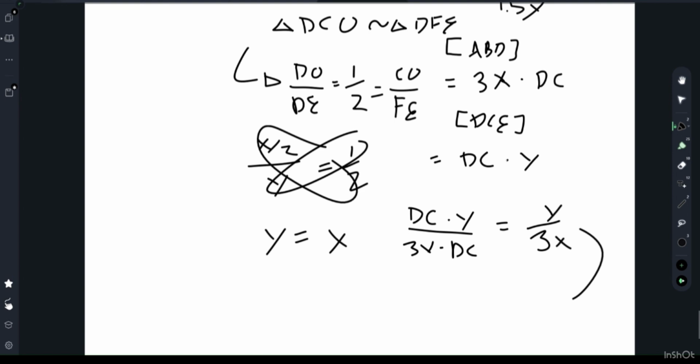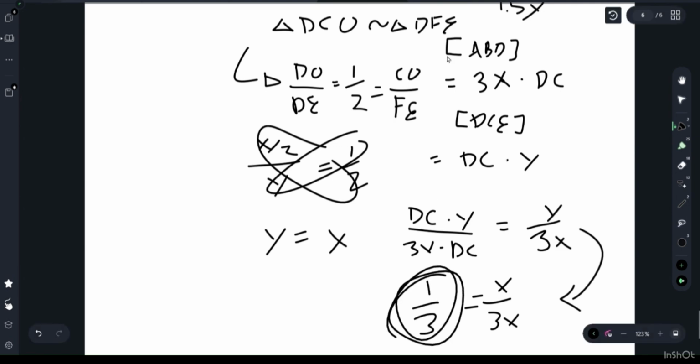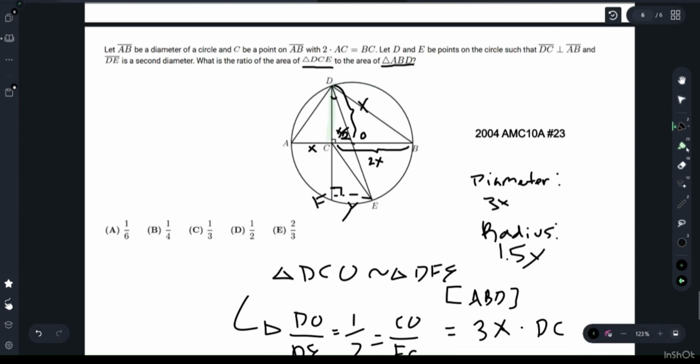And because y is equal to x, let's take this ratio of the areas here. It'd be x over 3x, which we can simplify down to 1/3. So that's the ratio of the areas. So that leads us to answer choice C.